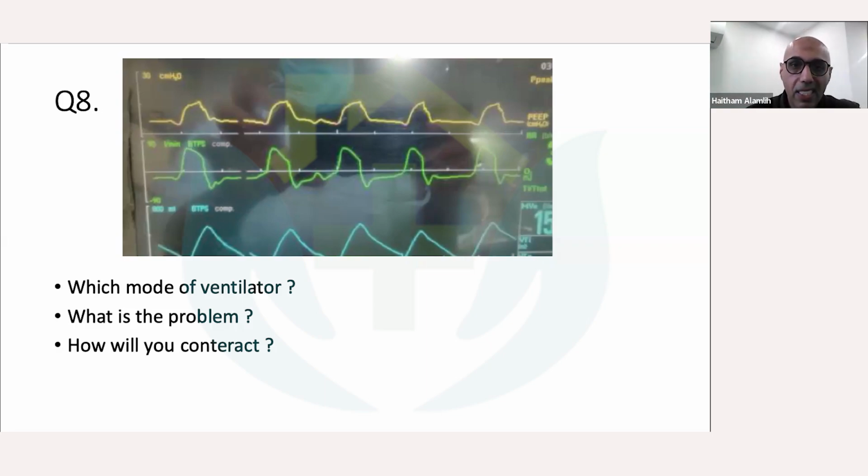And the problem here is ineffective trigger. How will you counteract this ineffective trigger? Yeah, decrease the PEEP.